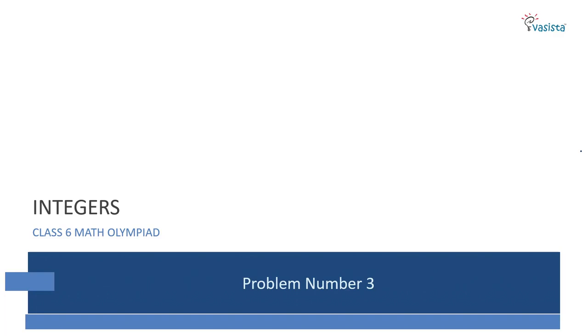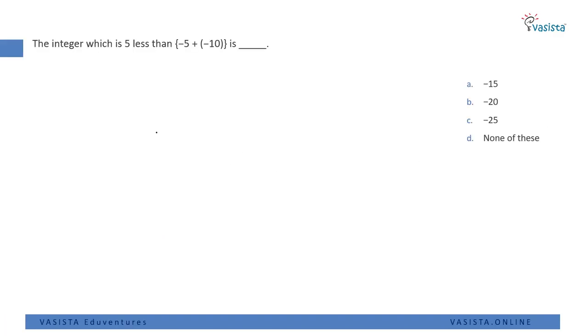Fine, let us start working on the third problem based on integers. Right here, the integer which is 5 less than minus 5 plus open bracket minus 10 is... So let us first simplify this. So what they have given here is minus 5 plus minus 10, right? Close the bracket. Now let me simplify here.